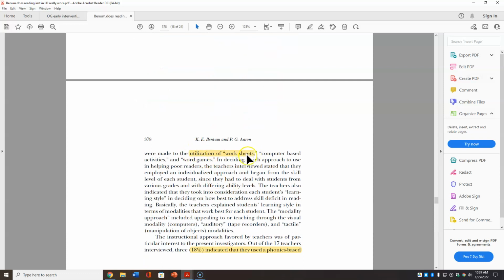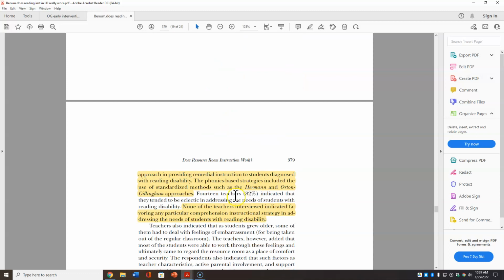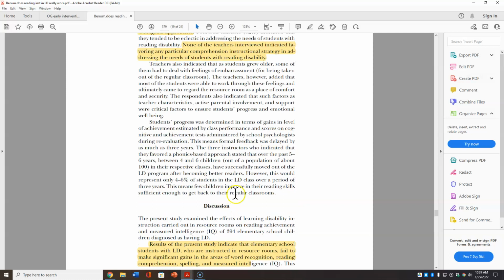They utilize worksheets, 18% use phonics-based, and 82% used an eclectic approach. None of the teachers interviewed indicated favoring any particular comprehension instructional strategy in addressing the needs. They didn't favor any. Probably it indicates, well, they didn't know any ways to teach comprehension. They didn't know strategies for teaching comprehension.